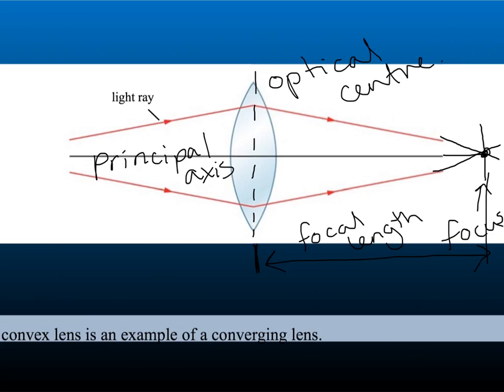Now these things need to be drawn on every ray diagram that you do. Every ray diagram will have a principal axis, every ray diagram will have an optical centre, and will also have a focal point or a focus and a focal length.